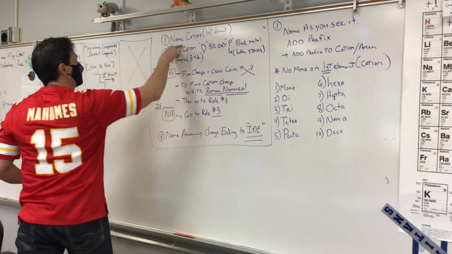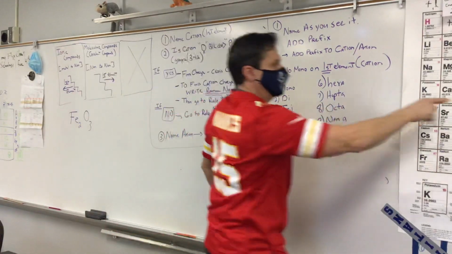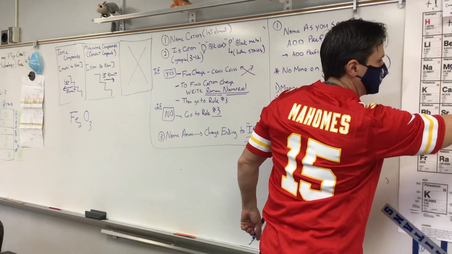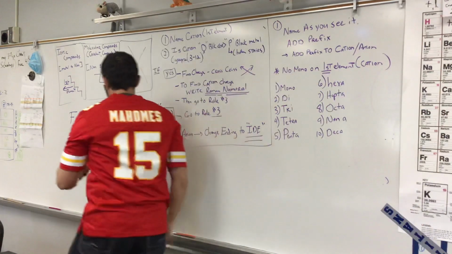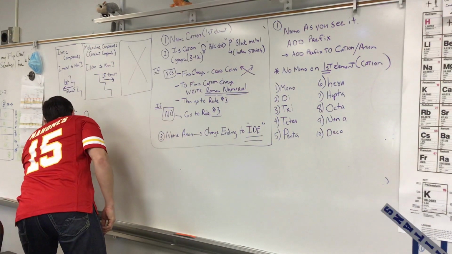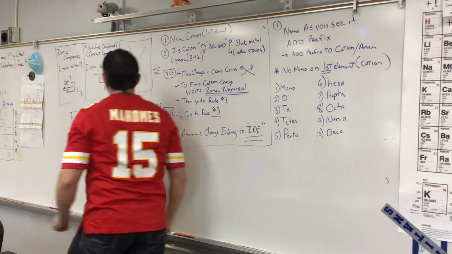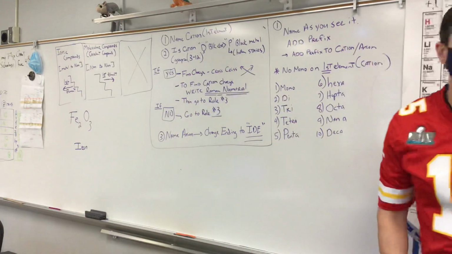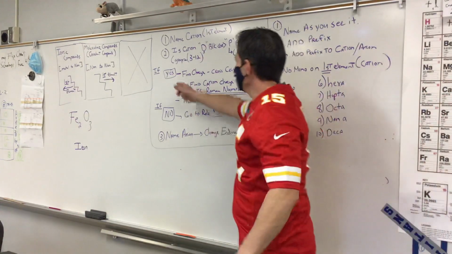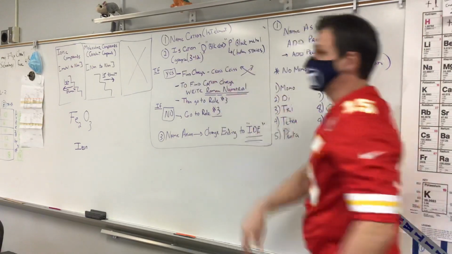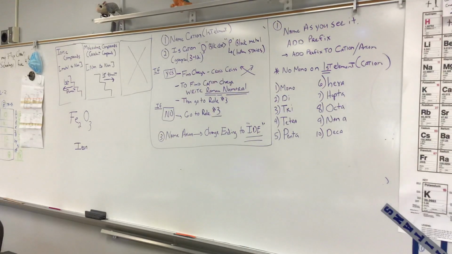So first things first, what's the cation? Fe, number 26. That's iron. So I write iron down. Name the cation, just like Myers said. Boom, got that. Now I'm going to ask that yes or no question, and everybody's going to answer this. Is iron a D or P block metal? Yes or no, guys and gals? The D block. It is a D block because it's right there. There's the D blocks. So I'm answering that yes.